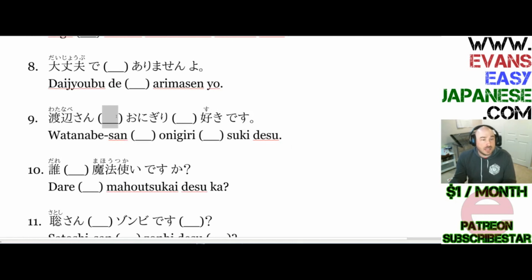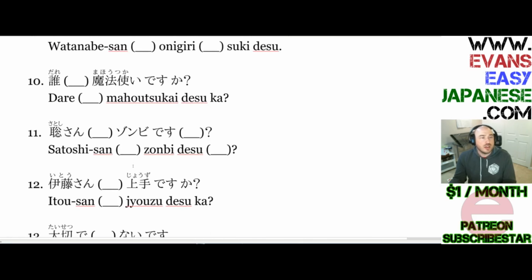And once again, it could be ga and it could be wa here. A lot of people are going to argue with the wa idea, but it's accurate, so deal with it. I get yelled at on Reddit all the time for that.